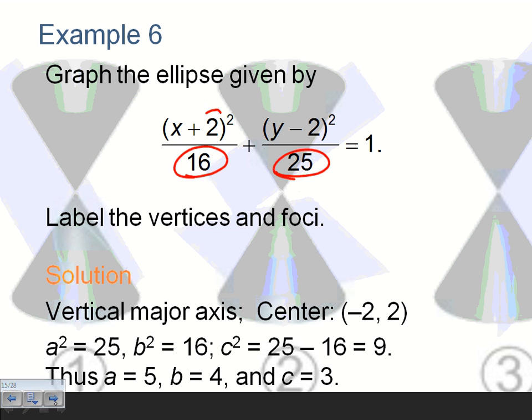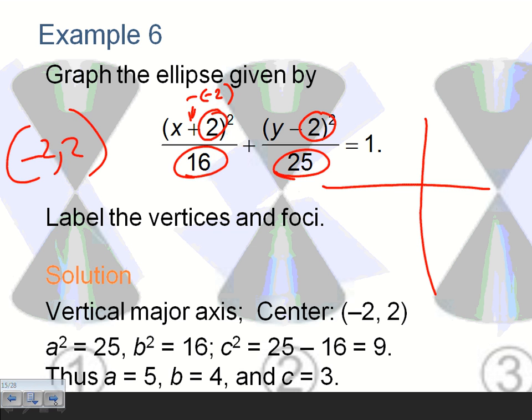So we know that it's centered on -2. See this plus? And we had a minus, -2. So -2, 2 is our center. So now we're going to have an ellipse that's centered at -2, 2, somewhere around there.